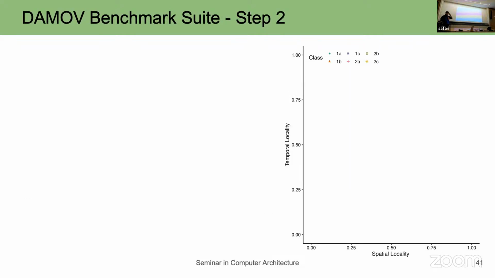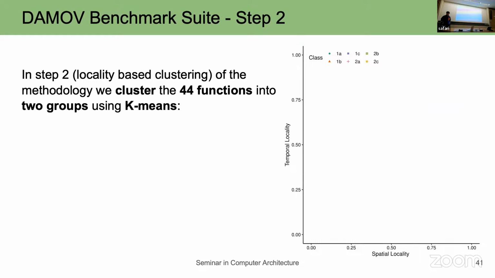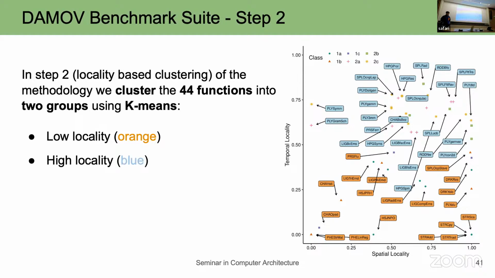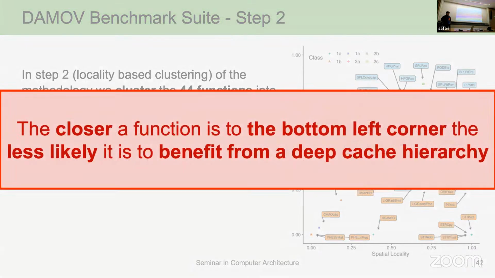So let's continue down the path with the 44 functions on which steps 2 and 3 are applied. In step 2, we looked at the temporal and spatial locality, and we clustered the 44 functions using the k-means algorithm into 2 groups. The first one being the low locality group, and the second one being the high locality group. And it's worth noting that the closer a function is to the bottom left corner, the less likely it is to benefit from a deep cache hierarchy.